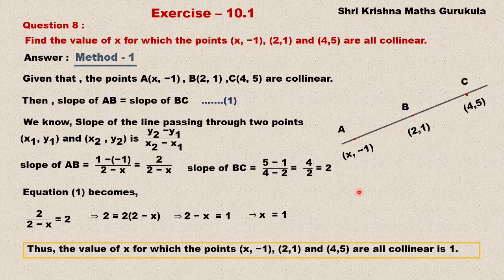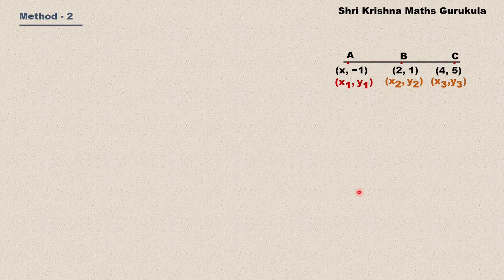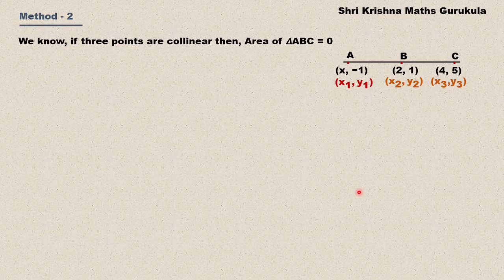Now let us consider the second method. First method is using the slope. Second method is using the concept of area of the triangle. They are clearly telling us that these 3 are collinear. No triangle can be possible here, right? Using these 3 points, the area of the triangle has to be 0.